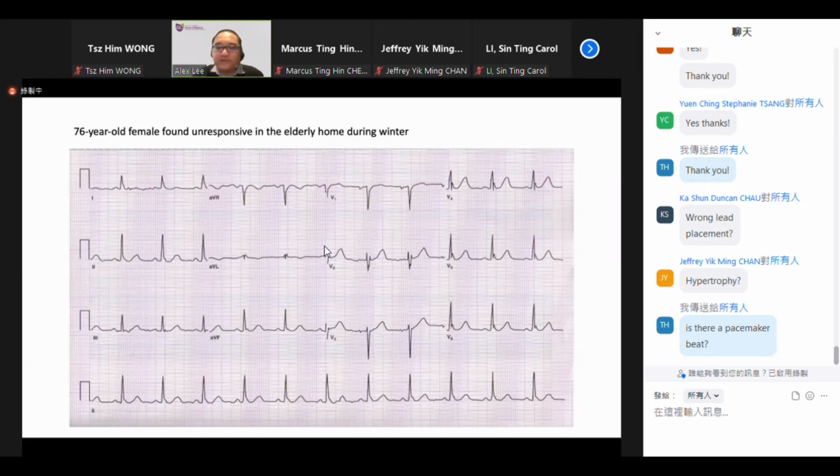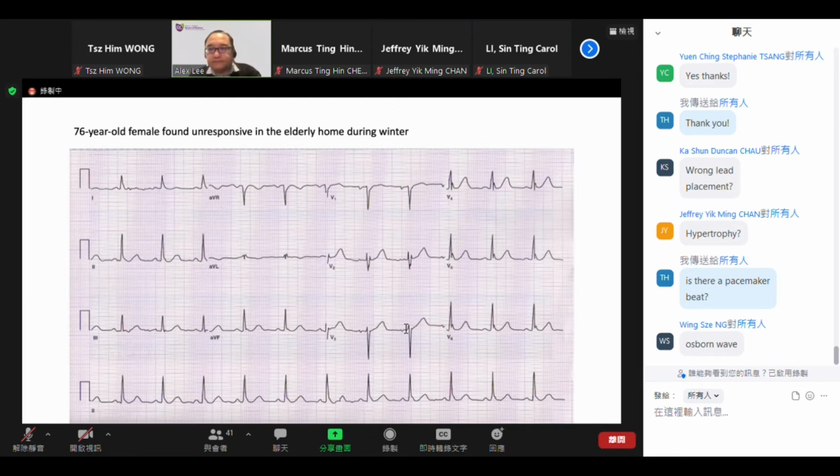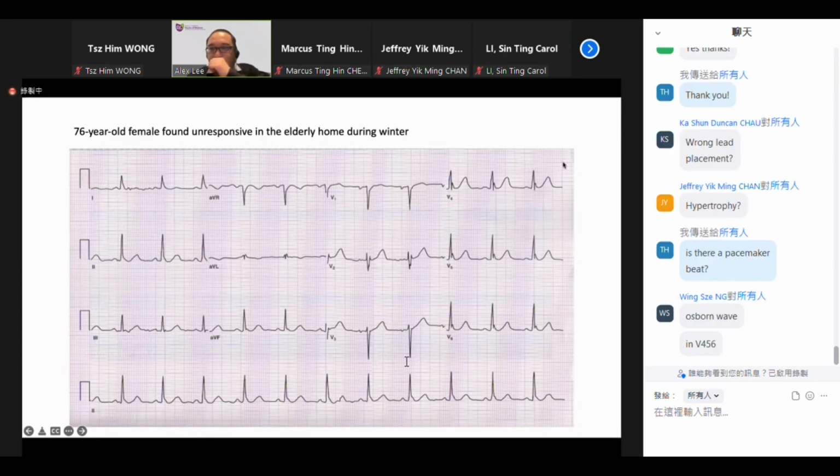Who wants to take this one? 76-year-old female found unresponsive in an elderly home during winter. Probably you will see this ECG now in the A&E department, in the outdoor area where our poor COVID patients are waiting in the cold weather. Wing-Chi, are you here? Still here? Yes, I'm still here. Okay. Would you mind taking this ECG?